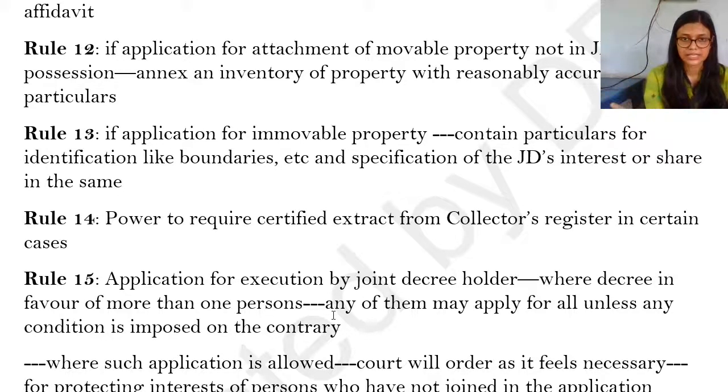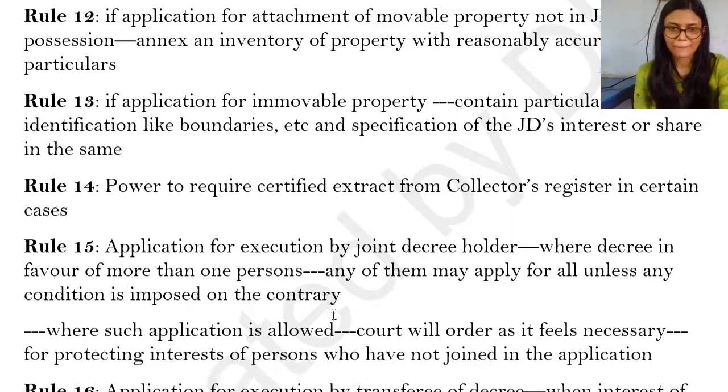Now rule number 14 is that you can require a certified extract from the collector's register in certain cases. Now rule number 15 is talking about the situation where there is an application for execution by a joint decree holder, where the decree was in favor of one or more persons, then any of them can apply for all unless any condition is already imposed to the contrary. And whenever such an application is allowed, where one person is allowed to push forward an application on behalf of the others, the court may order whatever it feels necessary for protecting the interest of the others who have not joined in the application.